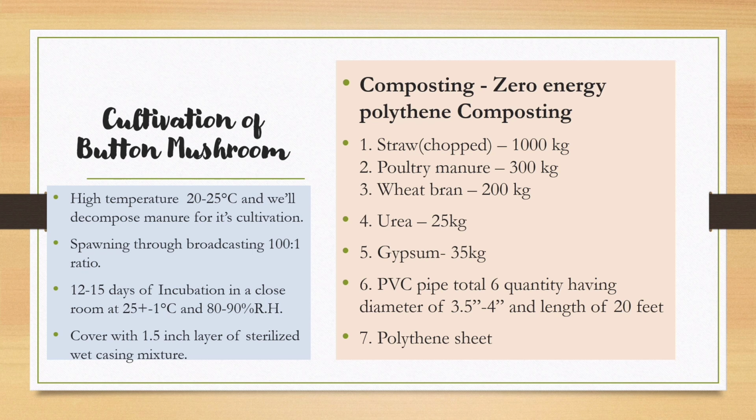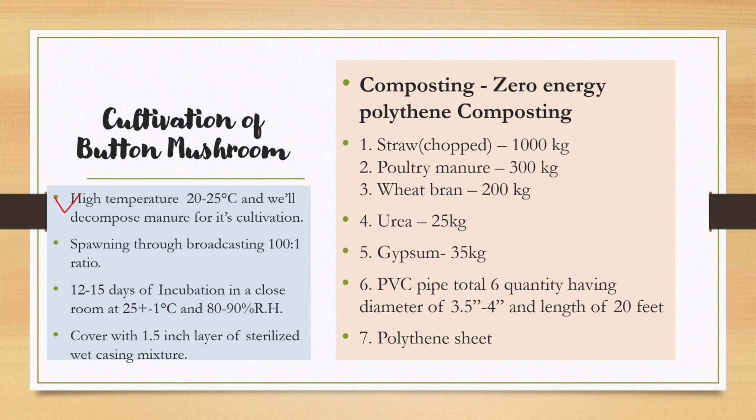So button mushroom includes high temperature species, that is Agaricus bisporus, 20 to 25 degrees Celsius. It requires well decomposed manure for its cultivation, which is prepared by the long method or zero energy polytunnel composting method by mixing wheat or rice straw with supplements like chicken manure, wheat bran, urea, gypsum, etc.